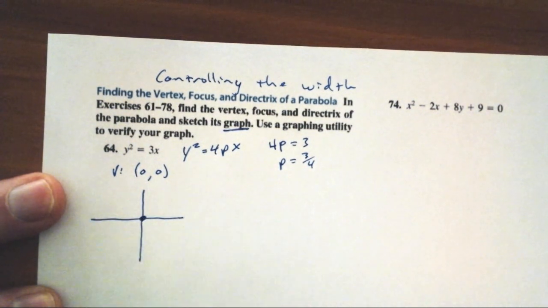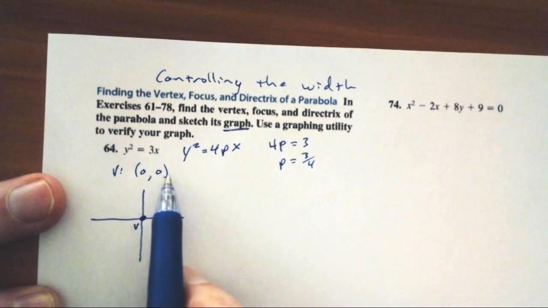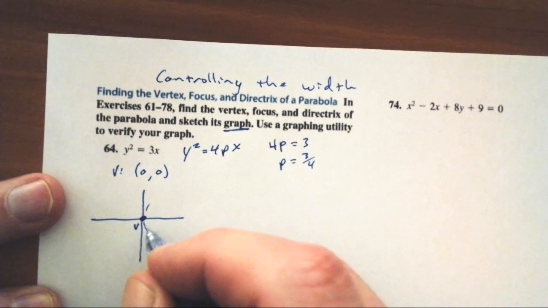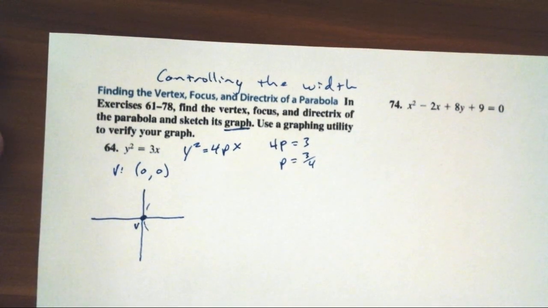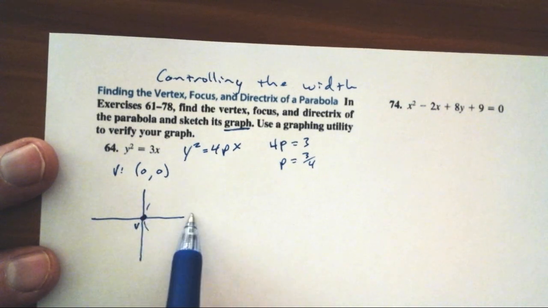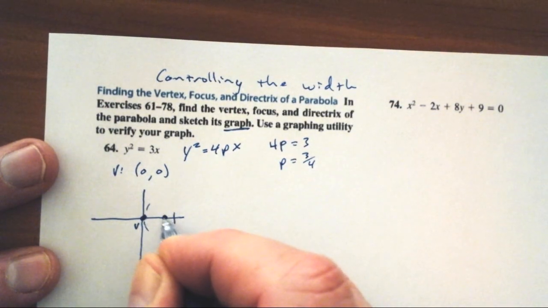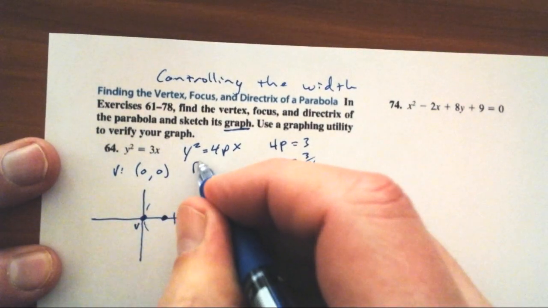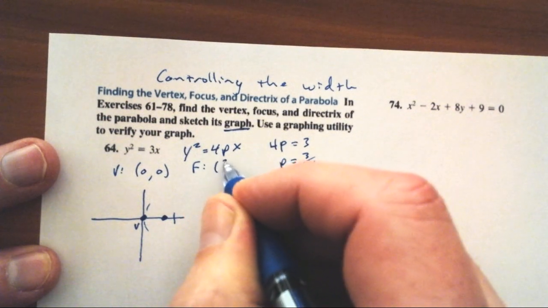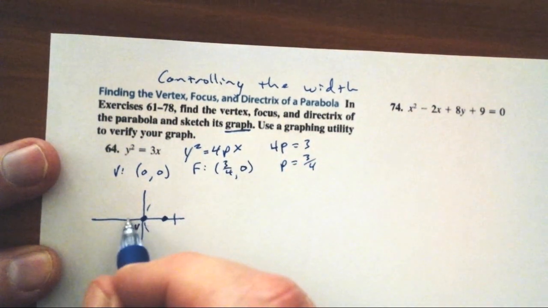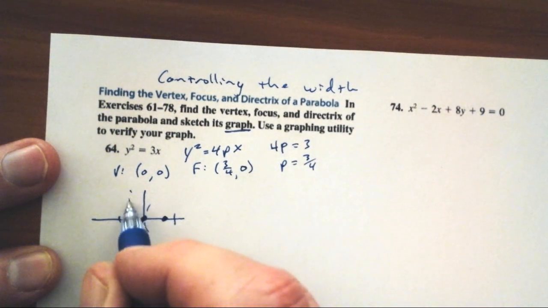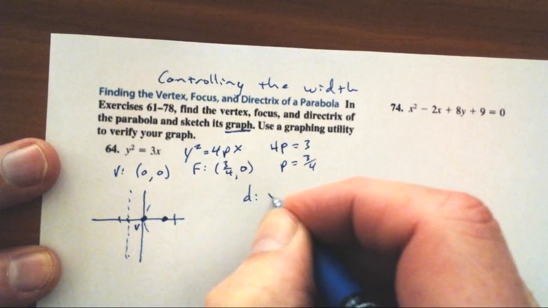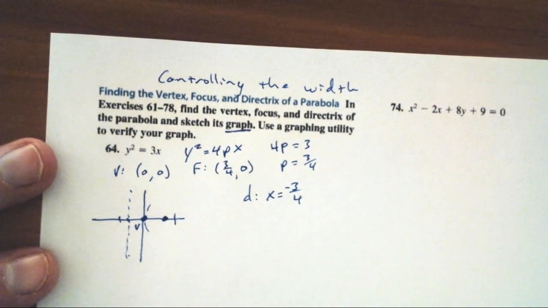So at 0, 0, I've got my vertex. This thing is positive, and it's y squared, so it's opening this way. I'm just giving myself a little information here; I'm going to come back and draw that better in a bit. The focus is out this way at 3/4, 0. The directrix is left 3/4, but it's a line, and that, of course, is the line x equals negative 3/4.